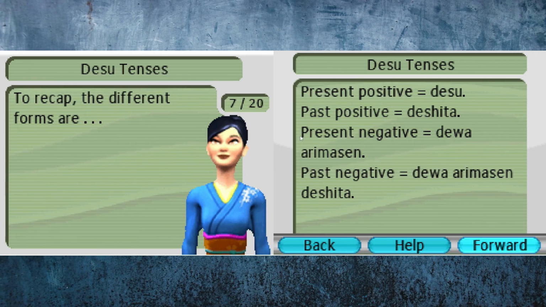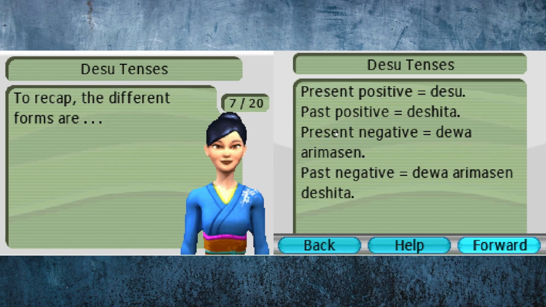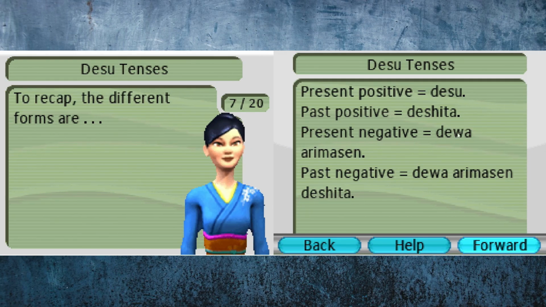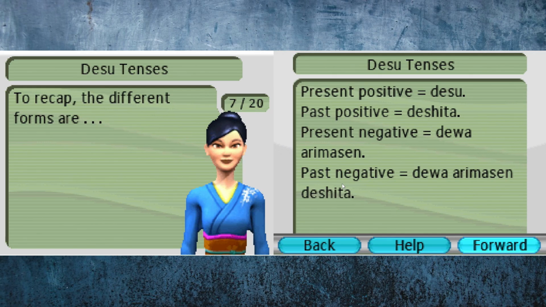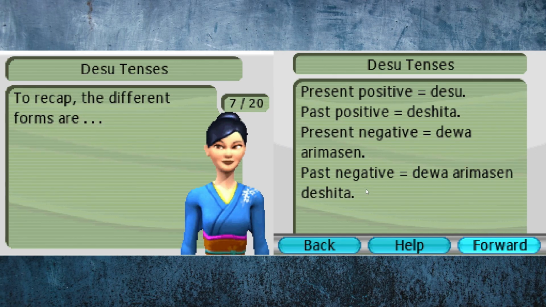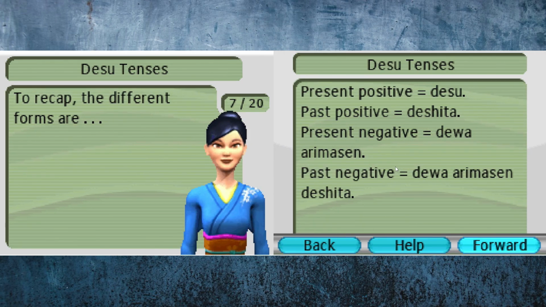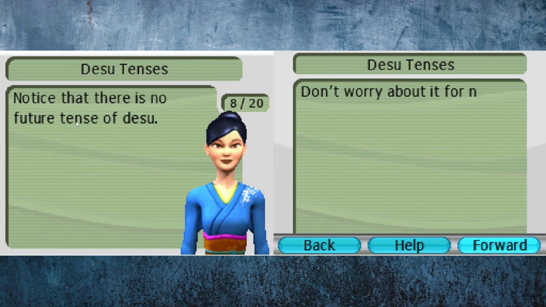Though, I think the most common way to say something isn't is janai. So for present negative, janai desu. Also, you can say for past negative, janakatta desu. I got so confused because I've never been taught dewa arimasen. It is in my textbook from years ago, but we never used it. We used janai and janakatta. So yeah, let's move on. Note that there is no future tense of desu. Don't worry about it for now.